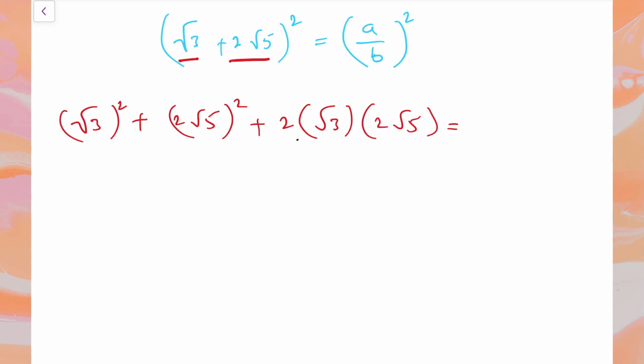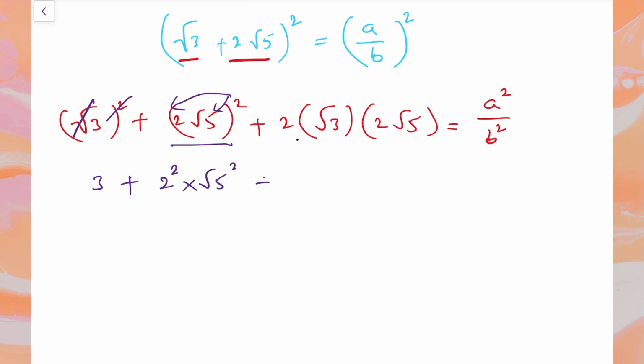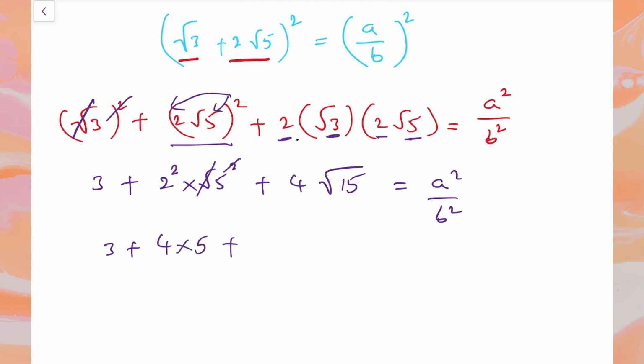That is equal to A by B whole square, A square by B square. Square root and square cancel, so we remain with 3 plus. Here don't make this mistake. The root and square here won't get cancelled, because here some other number 2 is also there. So what you need to do is separate it. 2 root 5 whole square, right? So this square is applicable for the number as well as for this also. So that will become 2 square into root 5 square plus 2 2s are 4 into root 3 into root 5. 3 5s are 15 equals A square by B square. Now this square root and square cancel. 3 plus 2 square is 4 into 5 plus 4 root 15 equals A square by B square.